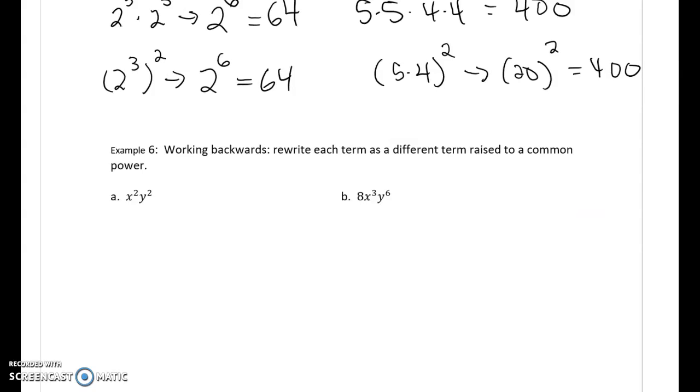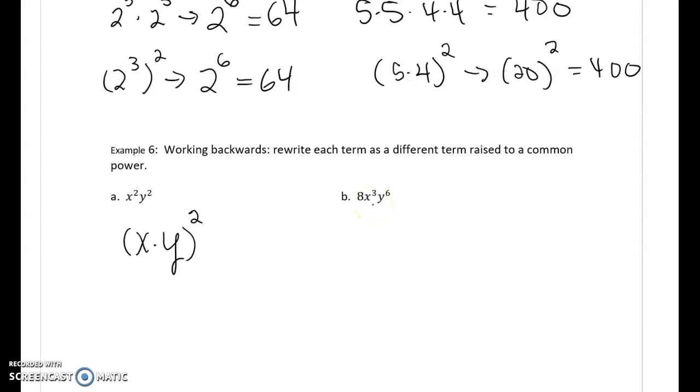Okay, so we want to work backwards here. We want to rewrite each term as a different term raised to a common power. So again, trying to work backwards from some of the properties that we learned. Because we notice that both the x and the y have that exponent of 2, we could do the reverse of the distributive property. Let me put the x and y in the parentheses as a base, and we have the exponent of 2.